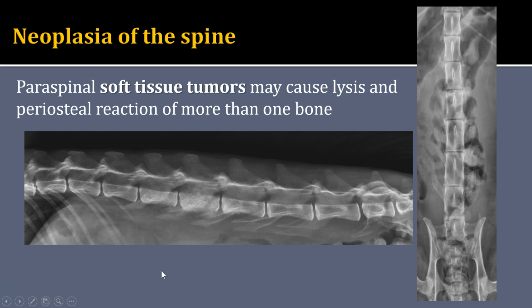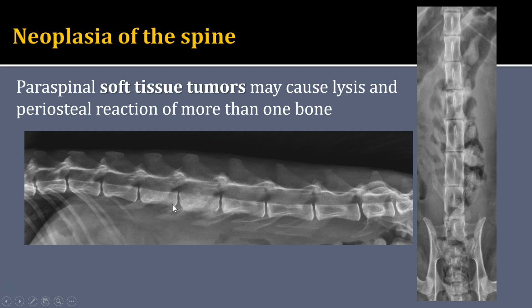This patient is a cat, and this patient has a paraspinal soft tissue tumor, and oftentimes those will cause effects on more than one bone. The bone that really sticks out here is L3. There is some moth-eaten lysis and some sclerosis of the body and up into the pedicle.